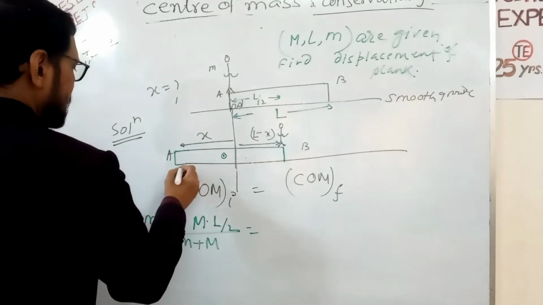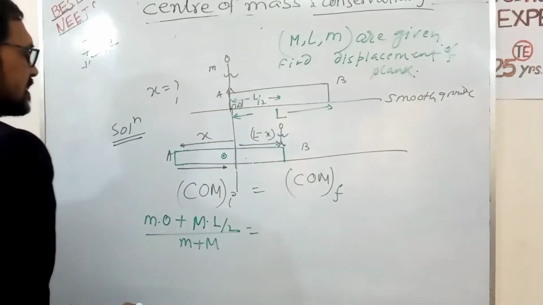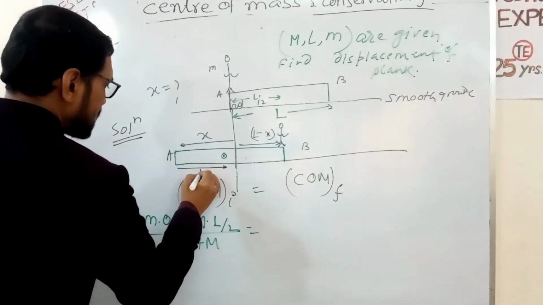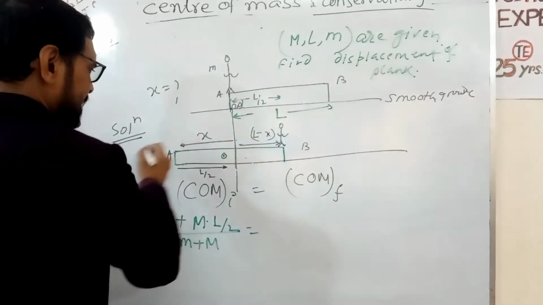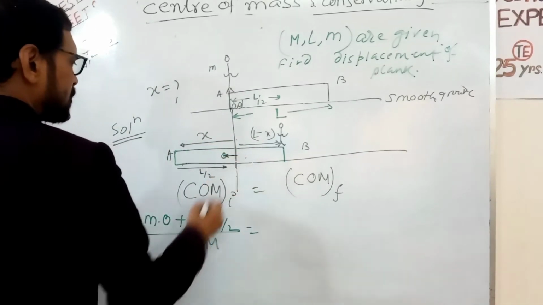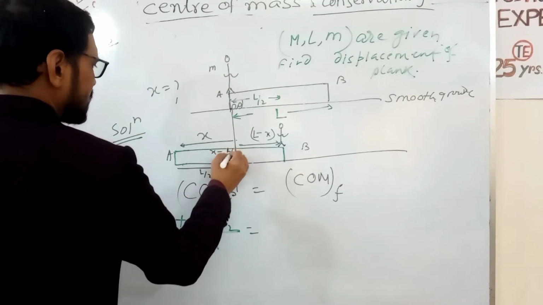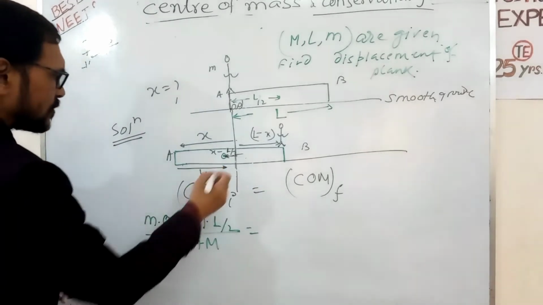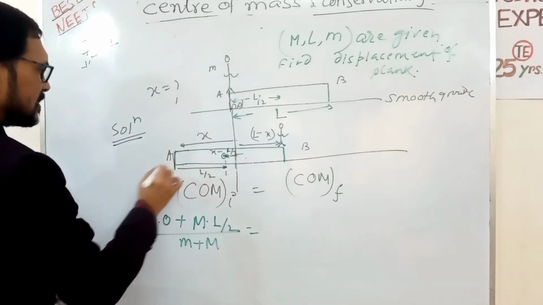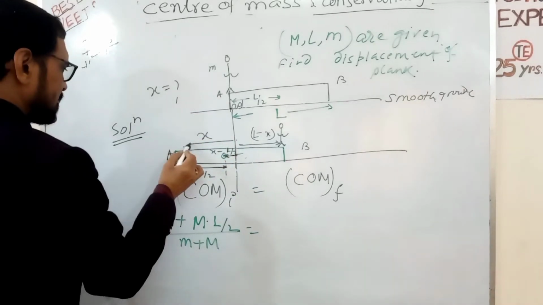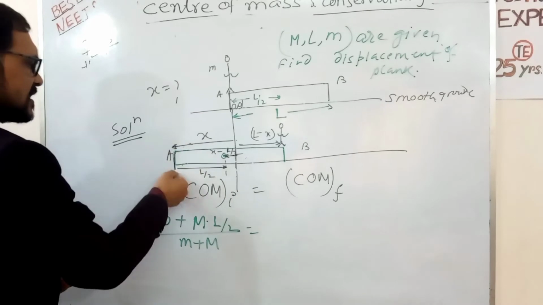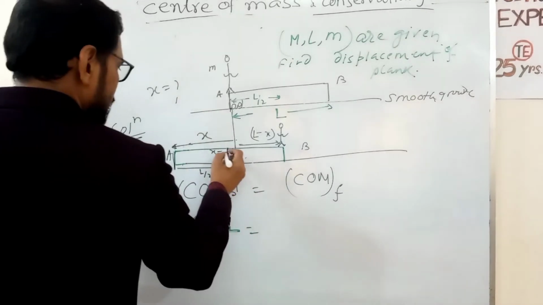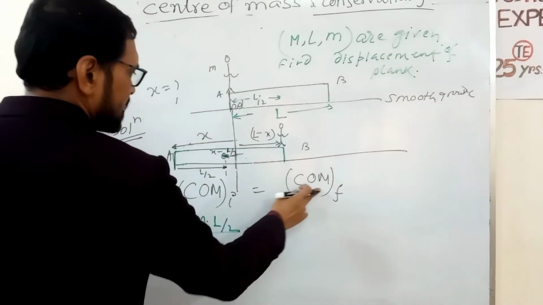Now this distance is L by 2, because from the end point the distance is L by 2, and this is X. So this distance will be X minus L by 2. Now we have the position of each mass.